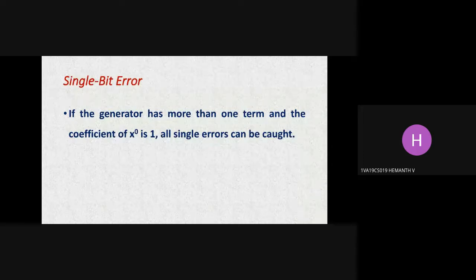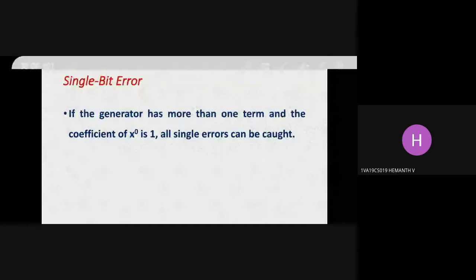The first thing is single bit error. If you design the generator properly, then we can detect a single bit error. It says that if the generator has more than one term and the coefficient of x0 is 1, all single errors can be caught. Here the generator is nothing but the divisor. What does more than one term mean, and the coefficient of x0?